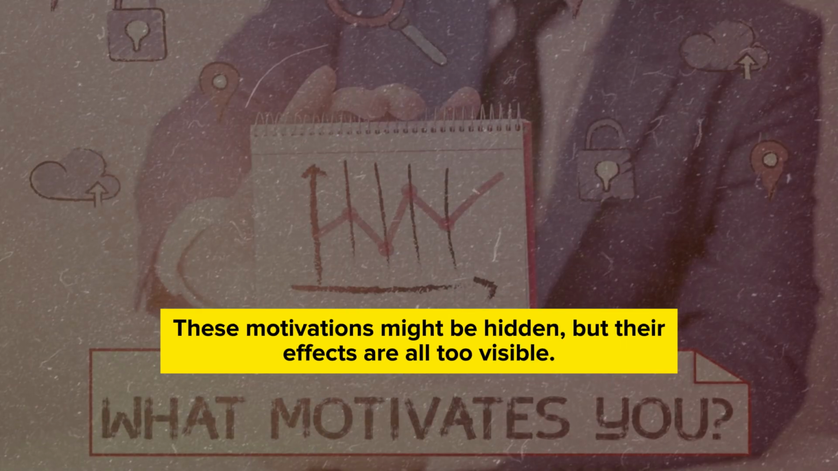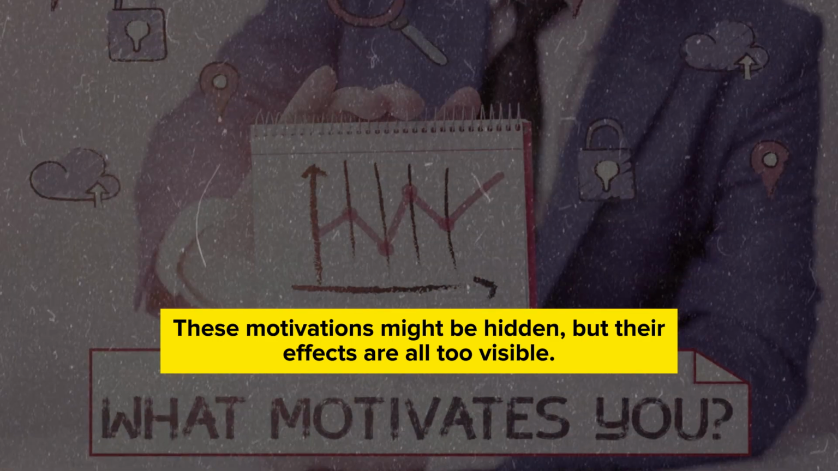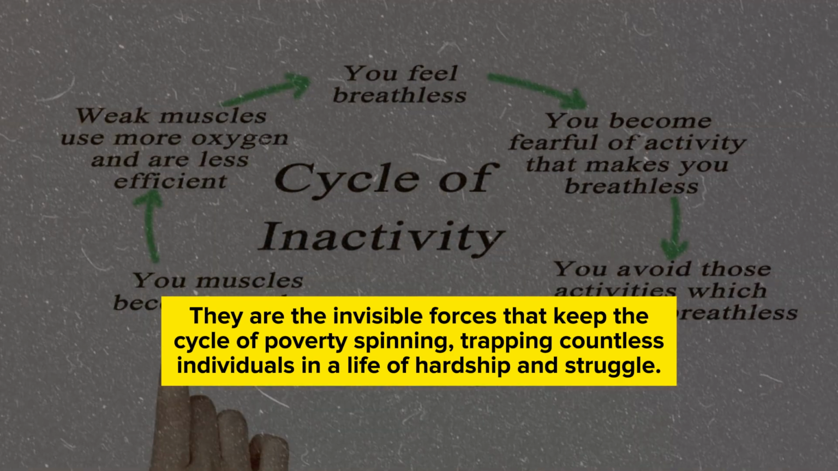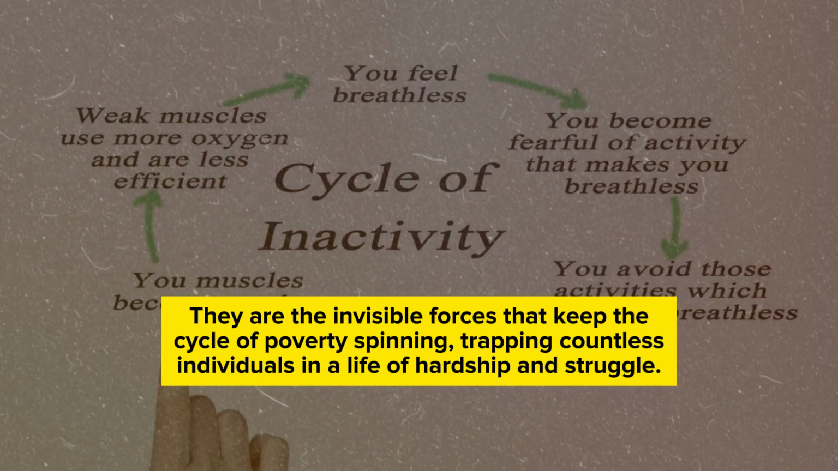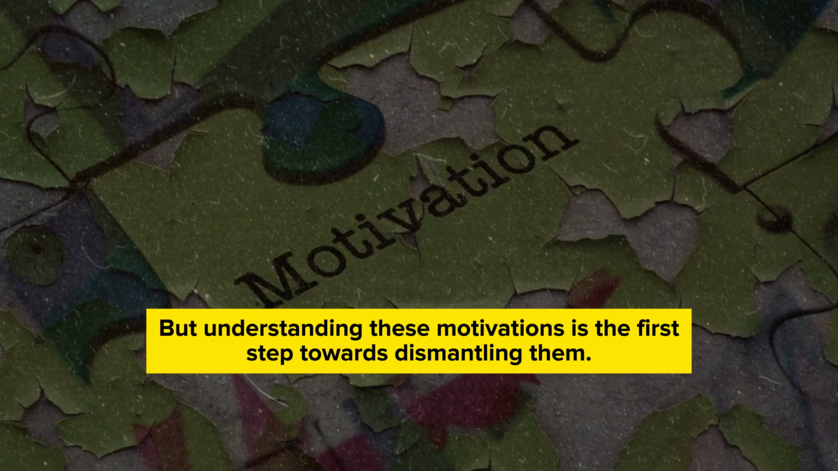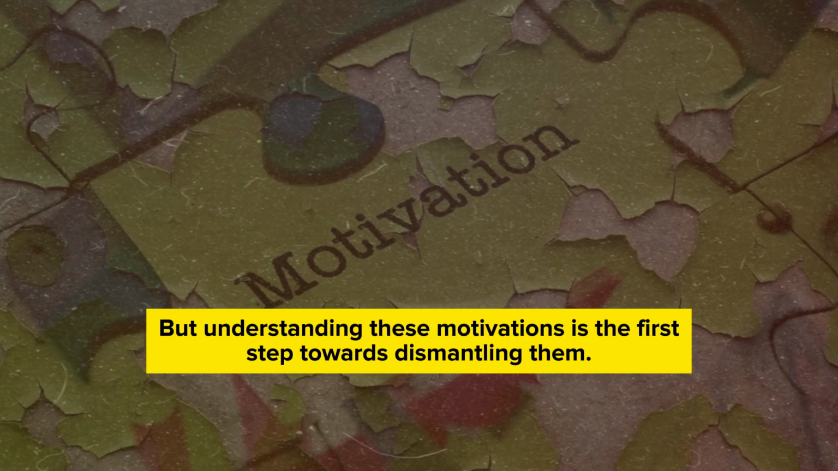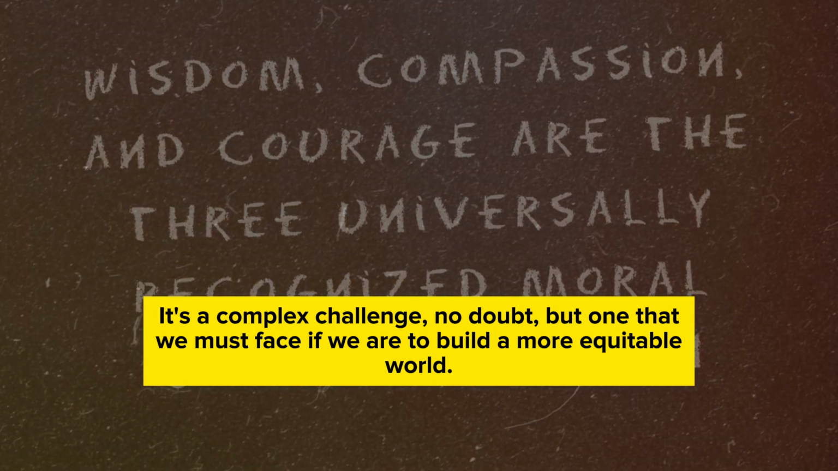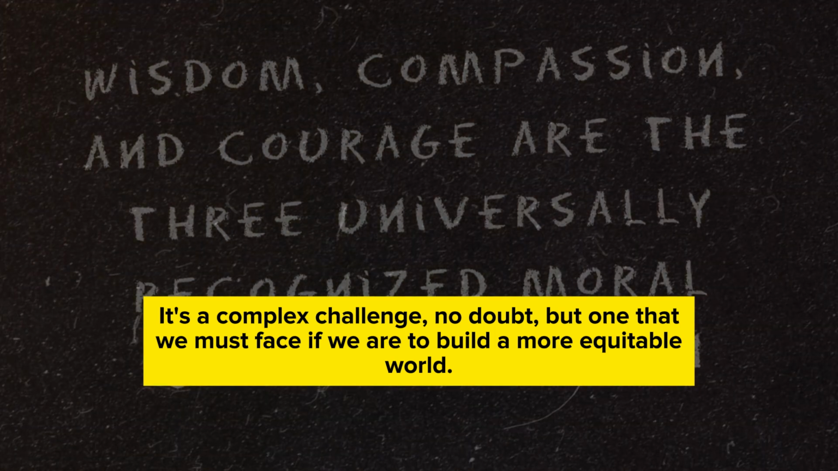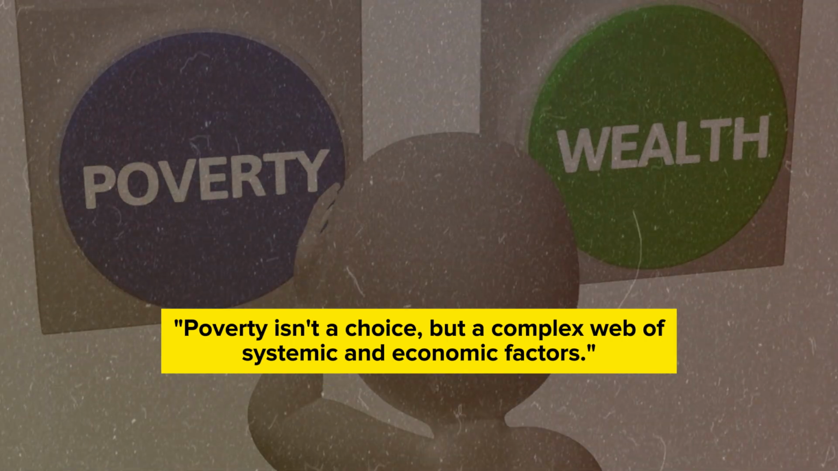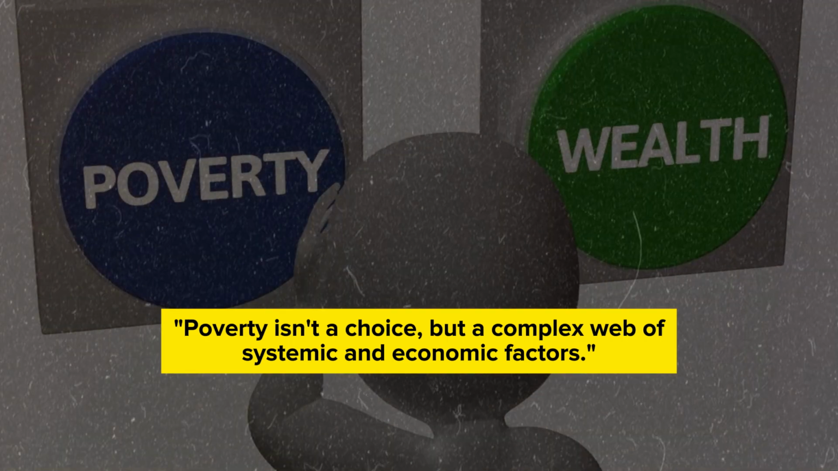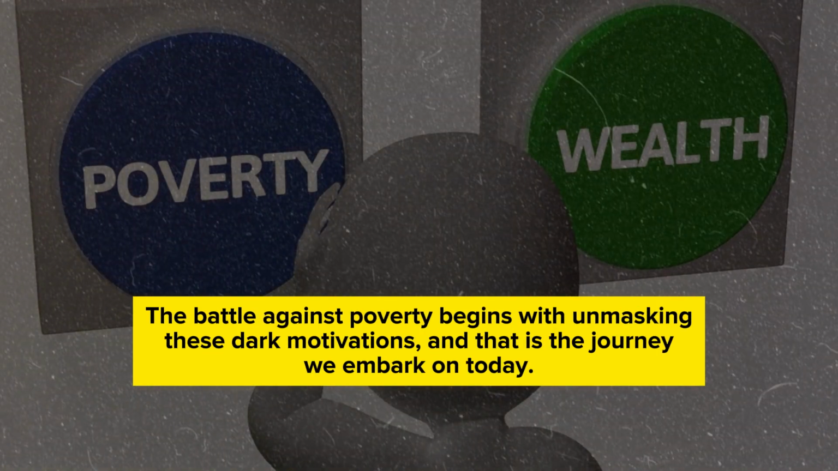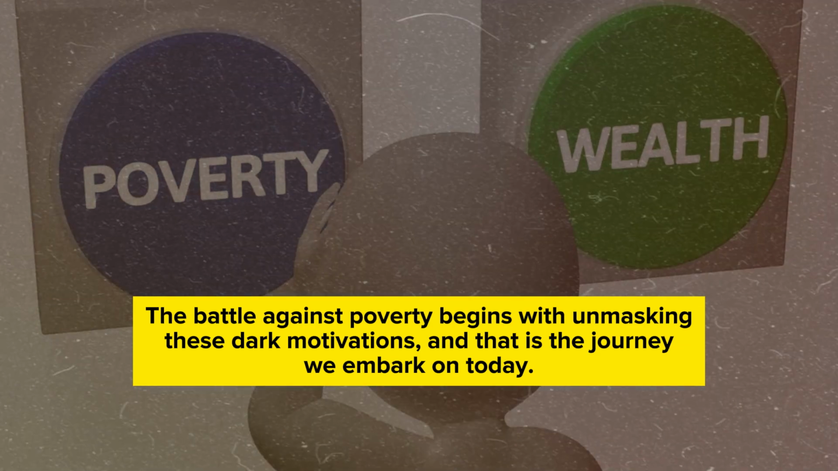These motivations might be hidden, but their effects are all too visible. They are the invisible forces that keep the cycle of poverty spinning, trapping countless individuals in a life of hardship and struggle. But understanding these motivations is the first step towards dismantling them. It's a complex challenge, no doubt, but one that we must face if we are to build a more equitable world. Poverty isn't a choice, but a complex web of systemic and economic factors. The battle against poverty begins with unmasking these dark motivations, and that is the journey we embark on today.